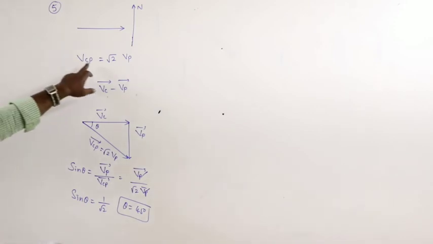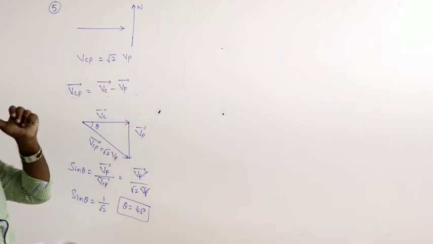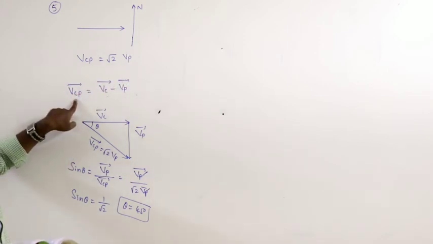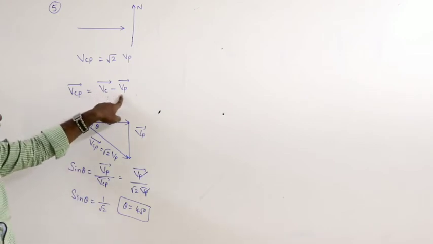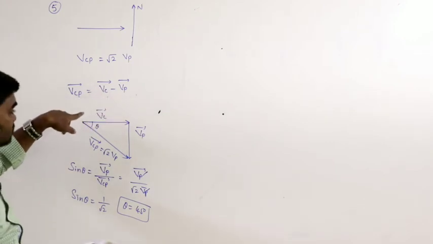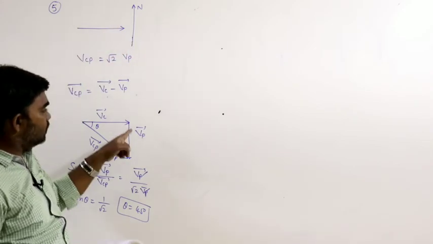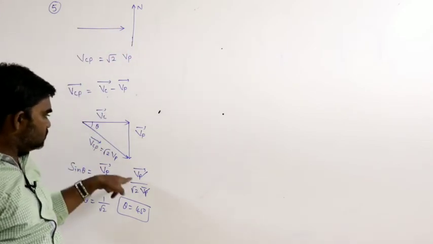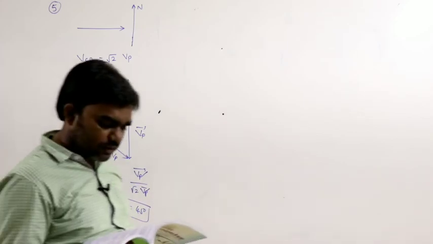This is the given condition: the velocity of the car with respect to the person is root 2 times the velocity of the person. But actually, what is the velocity of the car with respect to the person? The velocity of the car minus the velocity of the person. The velocity of the car is towards east, but the velocity of the person is towards north, minus, like this. After the given conditions, theta equals 45.